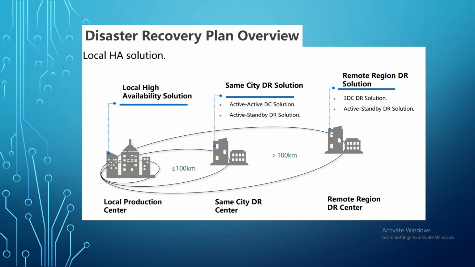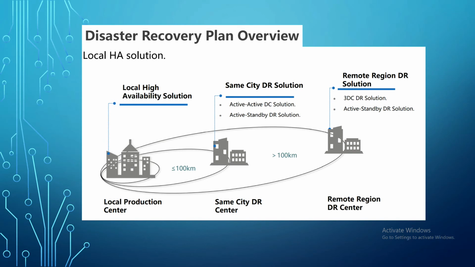You have a local site which has high availability as well, and within 100 kilometers, within the same city, we can create an active DC solution. Active DC solution means that the user can use any of the data centers, so it will work as an active data center. Both data centers will be active, but the limitation is less than 100 kilometers. Less than 100 kilometers, we can create an active data center, or we can use an active standby DR solution as well. If you want to go beyond the 100 kilometers, then we can use an active standby solution or a 3DC DR solution.